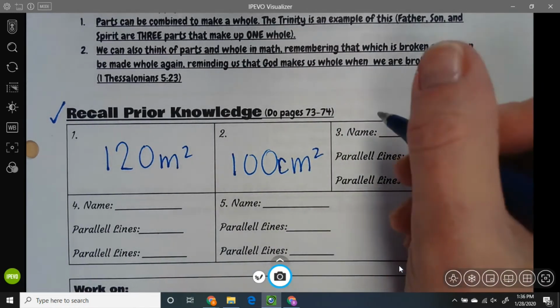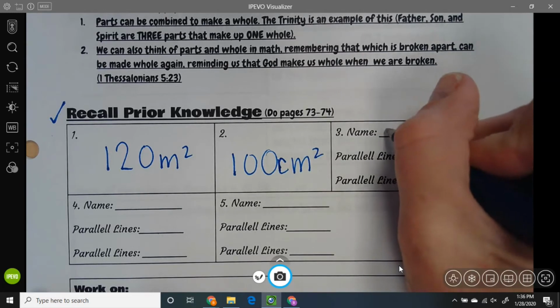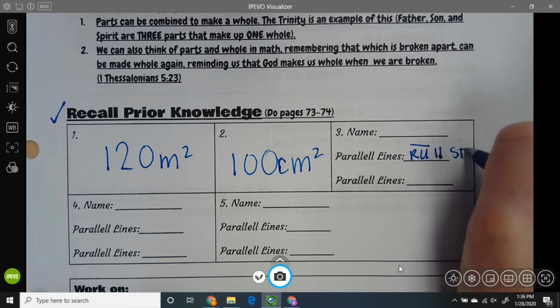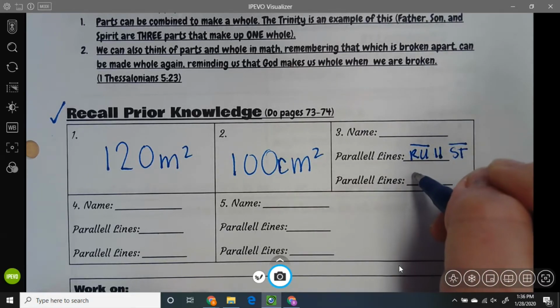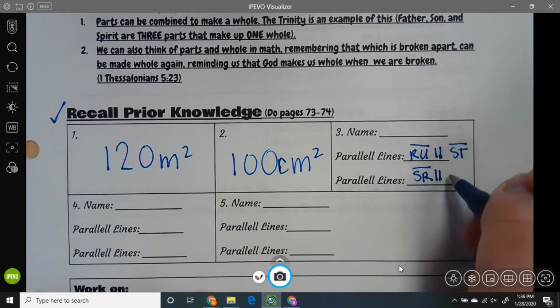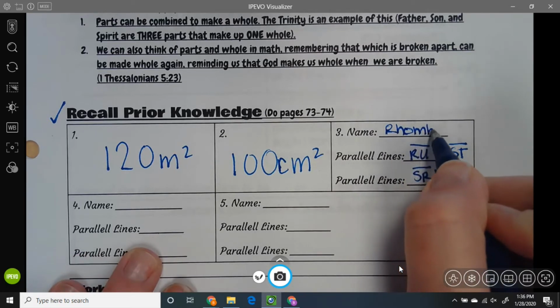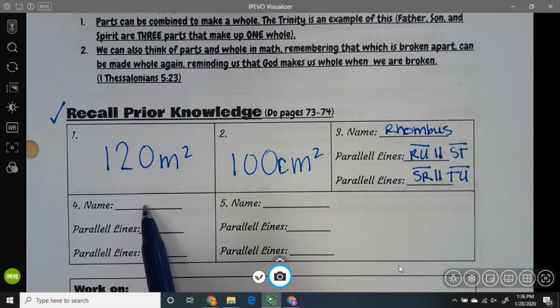For 3, you should have RU, or you could have UR, is parallel to ST, or you could have TS. And then the other set of parallel lines would be SR or RS is parallel to TU or UT. And then the name of this one would be a rhombus. And then this one, number 4, would have been a parallelogram. You should have EF is parallel to HG, and then EH is parallel to FG.